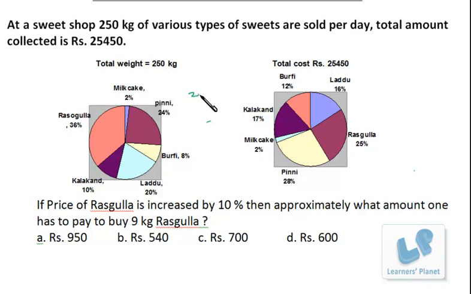So it's... right. Similarly, the contribution of Rasgulla over here is 25%. So it's 25450 into 0.25, right? This is the price per kilo. Then into 9, that is the price of 9 kilos, that is the existing price, into 1.1, that is the 10% increase. So in all, this much calculation we have to do, right?